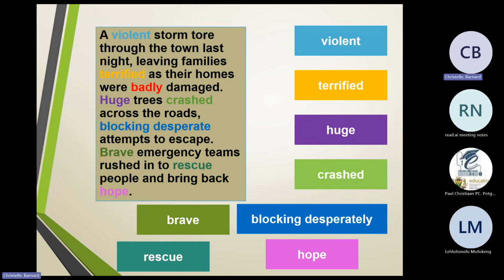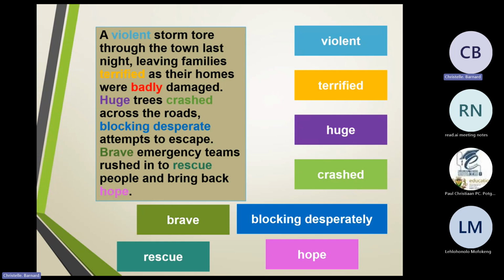Terrified. Now, terrified means scared. So all of you have felt scared. If there's such a heavy storm outside that is breaking down, blowing over trees and damaging houses, we will feel scared. So the word terrified evokes or creates the emotion of fear. Badly damaged, right? Badly ties in with the terrified and ties in with the violent.